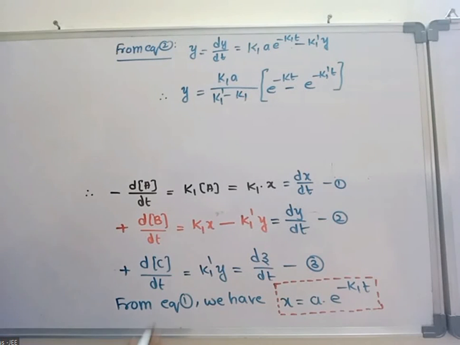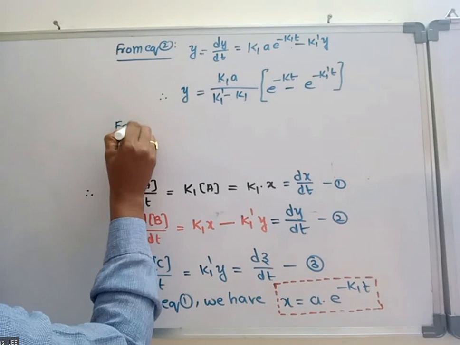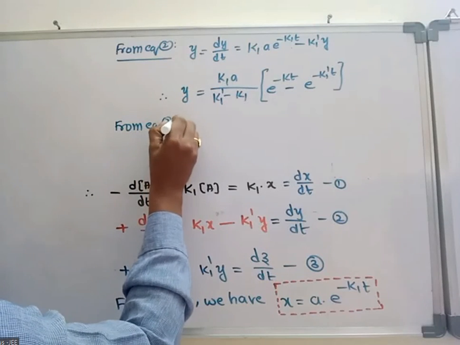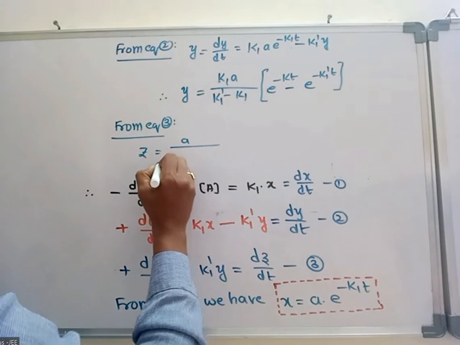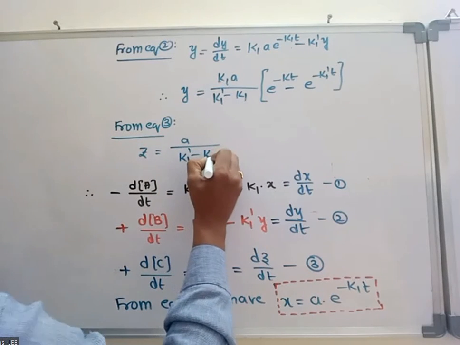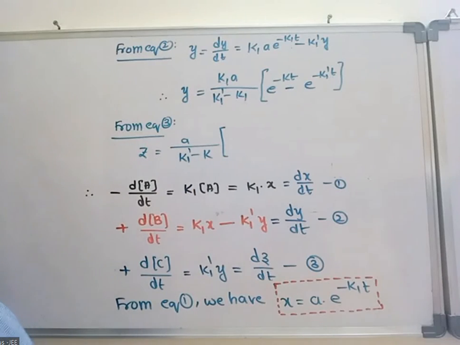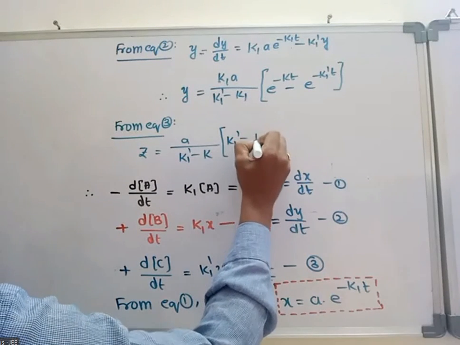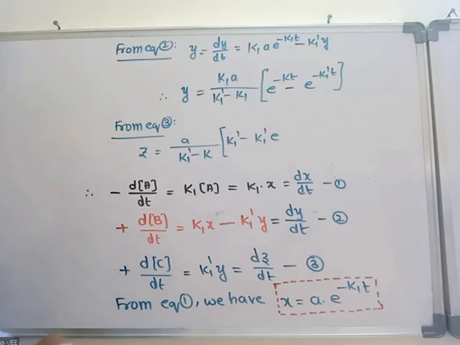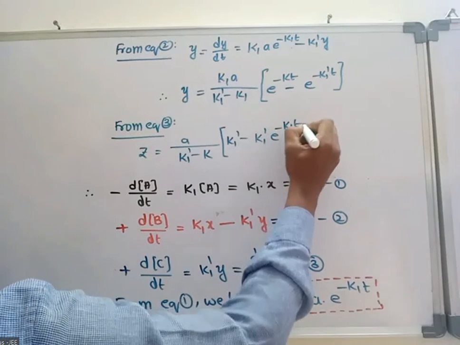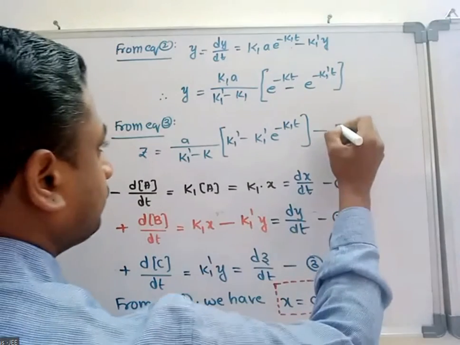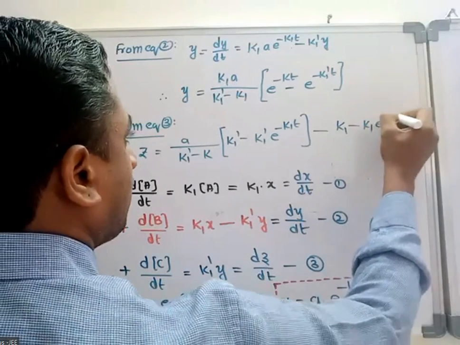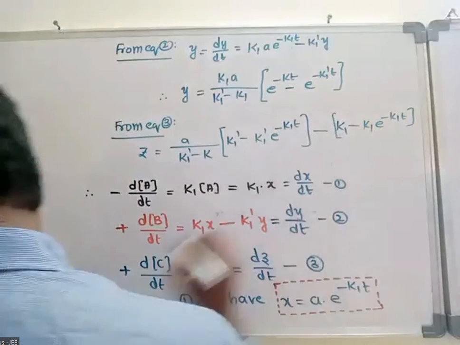Derivation is not essential for us, only the relation is enough. From equation 3, Z equal to A by K1 dash minus K1 into K1 dash minus K1 dash into e power minus K1T minus K1 into e power minus K1 dash T.